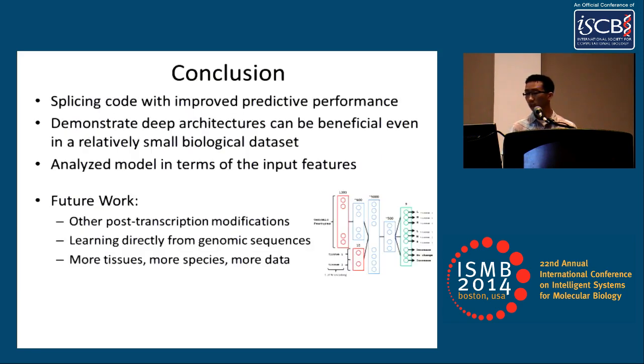All right, so that's the conclusion. I've talked about a splicing code with improved predictive performance. We demonstrate that deep architectures can be beneficial even on a relatively small biological data set. And I've shown how you can analyze a model in terms of its input features.